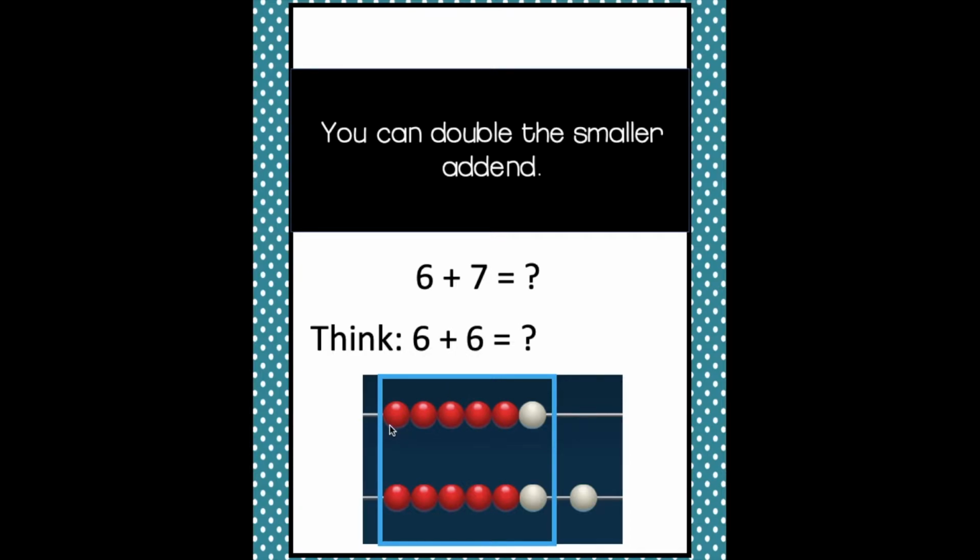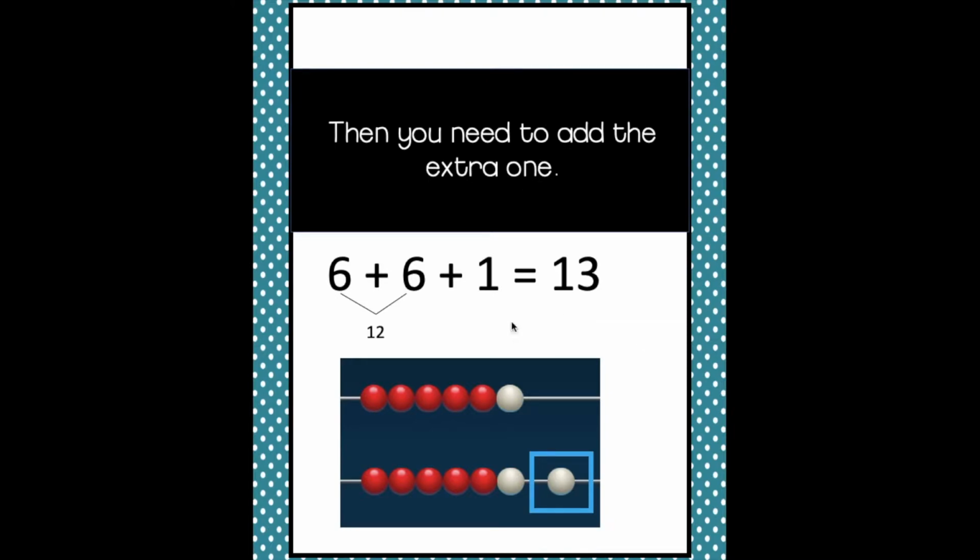6 plus 6, and you'll see that here on the Rekenrek, 6 plus 6. We know that 6 plus 6 equals 12. So we've already added that 6 and this 6, but we still have this one here. So we're going to add it on right here. So we know that 12 plus 1 is 13.